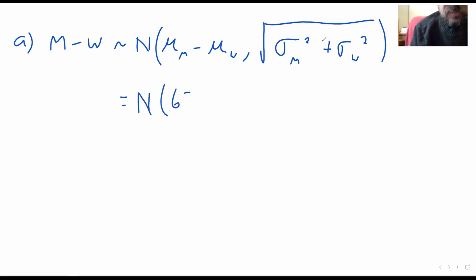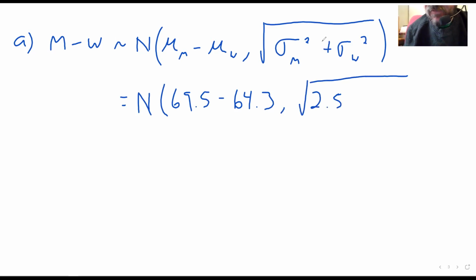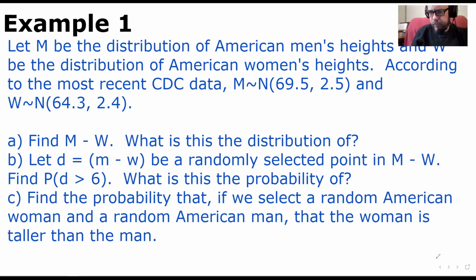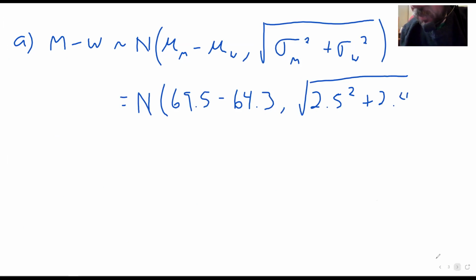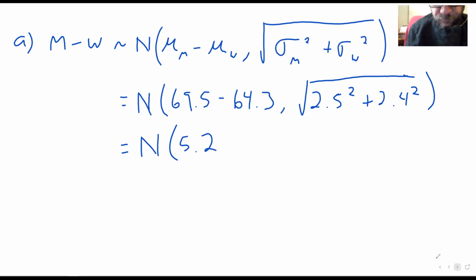So this was 69.5 minus 64.3, I believe. I will calculate that in a second. A standard deviation of the square root of 2.5 squared plus 2.4 squared, I'm going to look that up, 2.4. Okay. Which is going to be bigger than the standard deviation of either one, just like we saw in the example. So let's finish this. This is going to be N. And so the difference there is what, 5.2 inches? 5.2. And that is a thing that I'm going to have to go calculate.